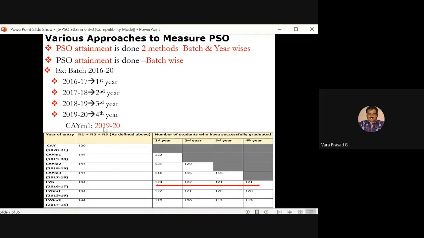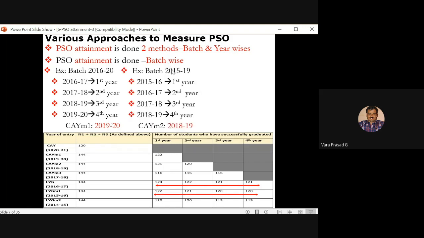Means in 2020, you have to do the calculation of the PSO attainment value here. So whenever you calculate the PSO attainment, you have to take these students. Now the 2015 batch, this is one batch, and this is another batch. Students admitted in 2015 go through first year, second year, third year, final year. The student who is admitted in 2015 will get the degree in 2019, in the month of March or it may be April.